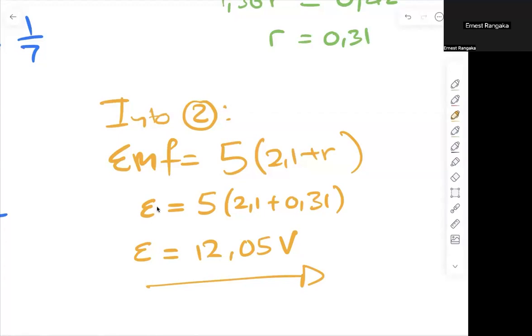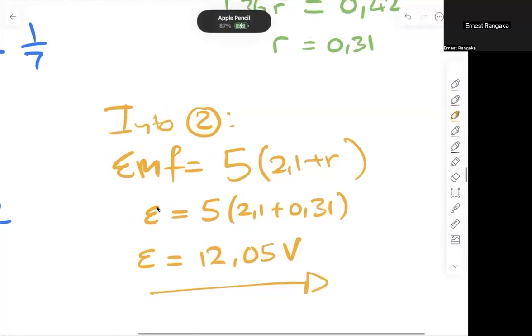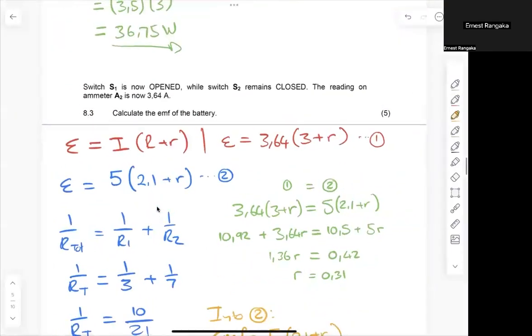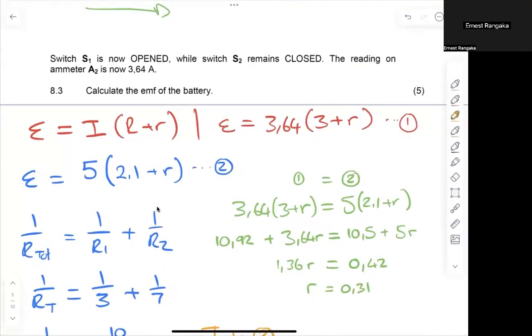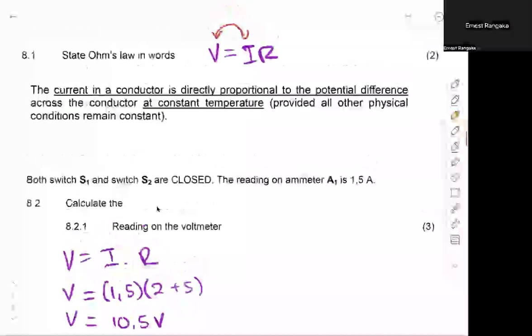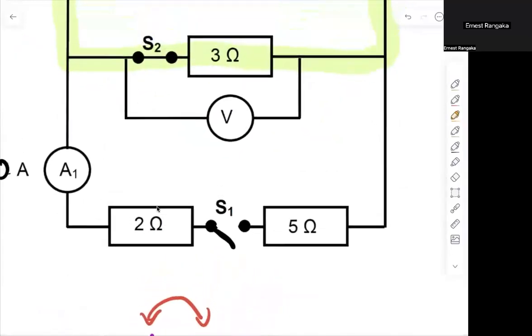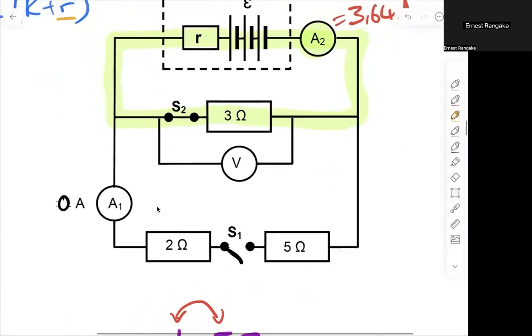The question wasn't too bad. It wasn't too hectic. It was just a little bit challenging, right? All we had to do is just take ourselves step by step. And what I'll do is quickly repeat the steps we had to do to solve for this answer. So the question said, switch S1 is now opened, while switch S2 remains closed. Let's quickly go back and look there. So S1 is opened, we can see down there, and then S2 remains closed.